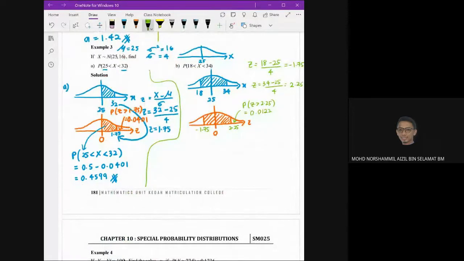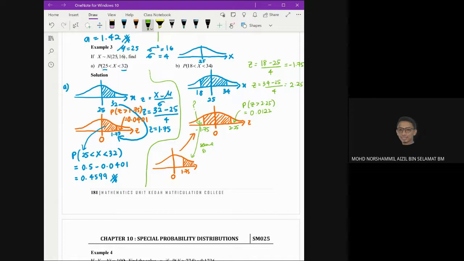Okay, yang kanan ni dah dapat guys. How about the left hand side? Left hand side ni nak dapat macam mana? Let's say this part, kita tukar jadi macam ni, faham tak? Ni 0, yang ni saya tukar jadi 1.75. Sama tak kawasan ni dengan kawasan hijau ni? Dua kawasan ni sama saiz kan? Sama.